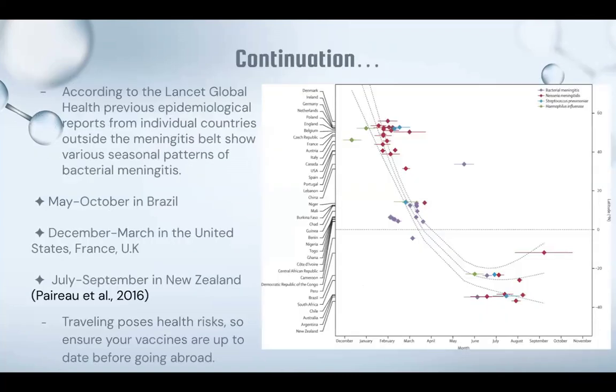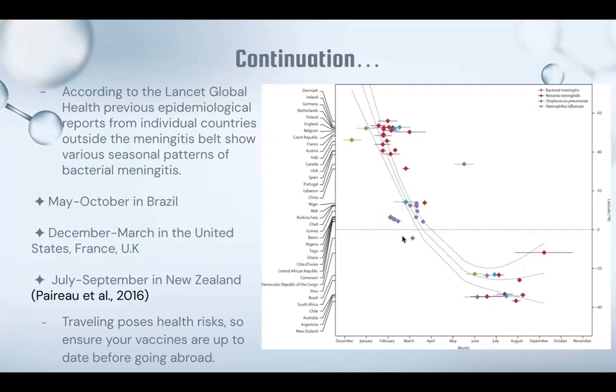In continuation with that slide, according to the Lancet Global Health, previous epidemiological reports from individual countries outside the meningitis belt show various seasonal patterns of bacterial meningitis. So, bacterial meningitis occurs in Brazil between May to October, December towards March in the United States, France, and the UK, and July to September in New Zealand. Therefore, traveling poses health risks, so ensure your vaccines are up to date before going abroad.